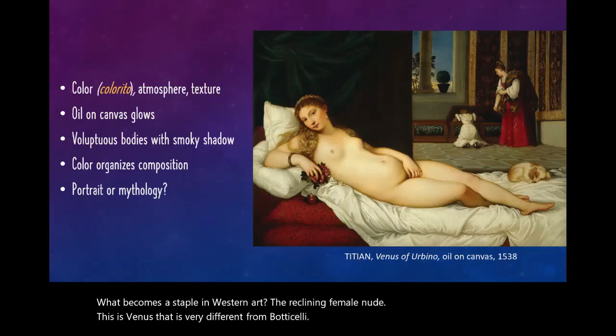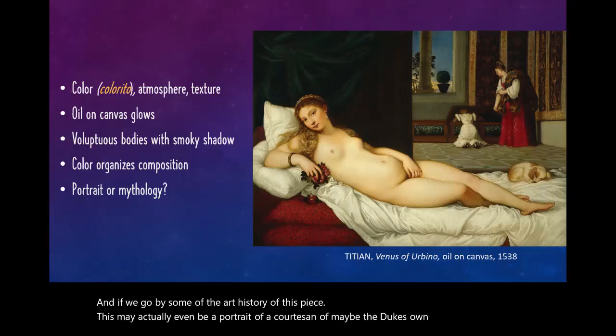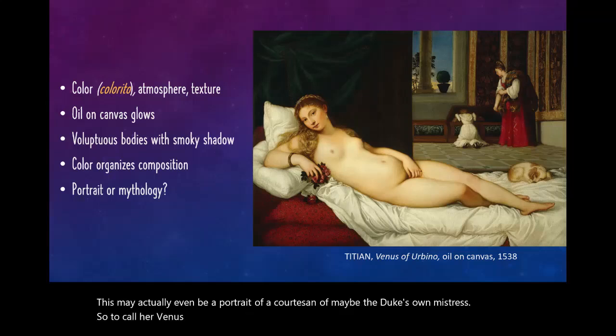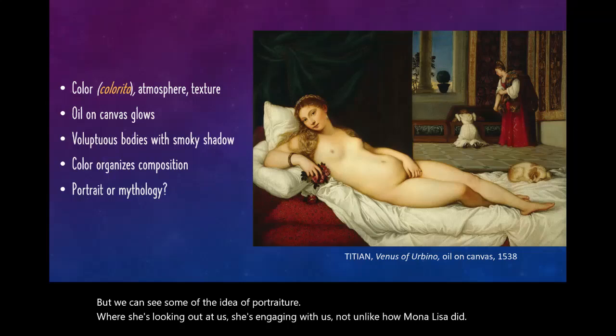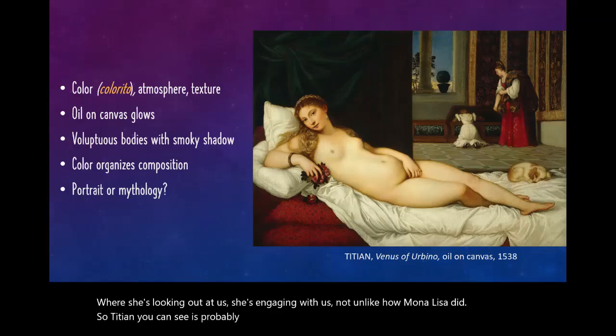And if we go by some of the art history of this piece, this may actually even be a portrait of a courtesan, of maybe the Duke's own mistress. So to call her Venus is perhaps even a misnomer, but we can see some of the idea of portraiture, where she's looking out at us, she's engaging with us, not unlike how Mona Lisa did. So Titian, you can see, is probably very well aware of Leonardo and sfumato.